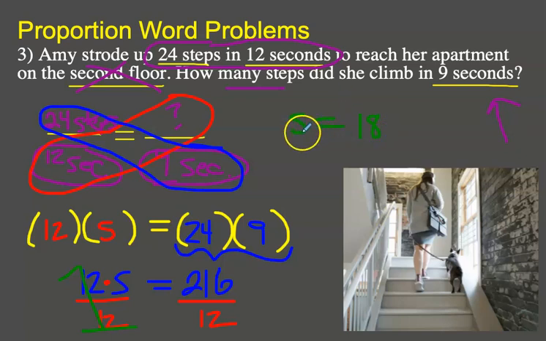And remember that s represented steps. So our answer is 18 steps. How many steps did she climb in 9 seconds? She climbed 18 steps.